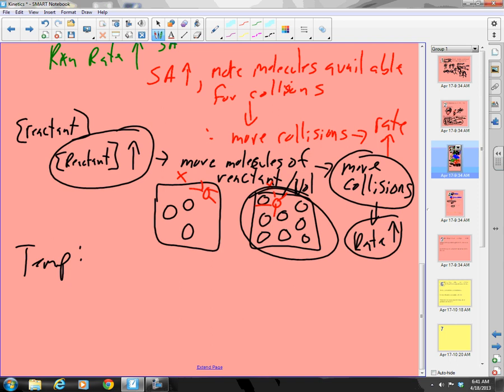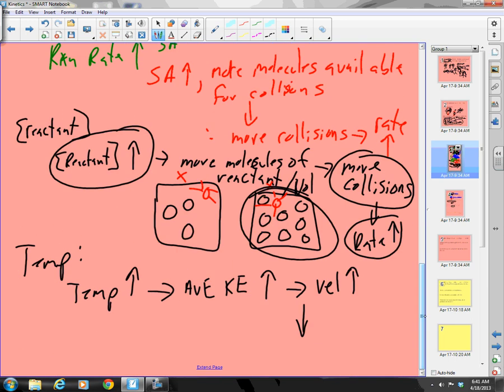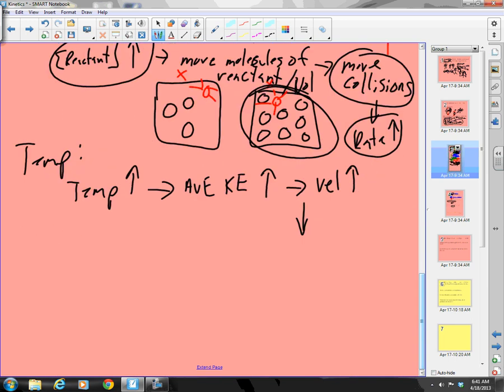Well, let's say we've increased everything, so what happens if I increase temp? Well, we know that temp is related to what? Average kinetic energy. So my average kinetic energy increases, and average kinetic energy is related to the velocity squared. So the velocity of my particles is increasing. And if my velocity is increasing and this guy's moving faster, what's going to happen? There are going to be more collisions.